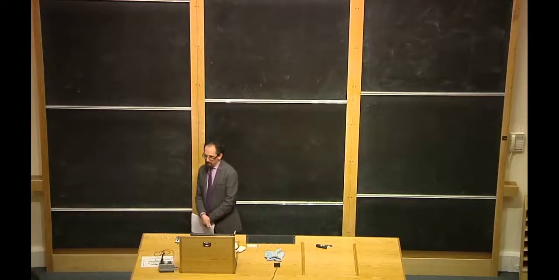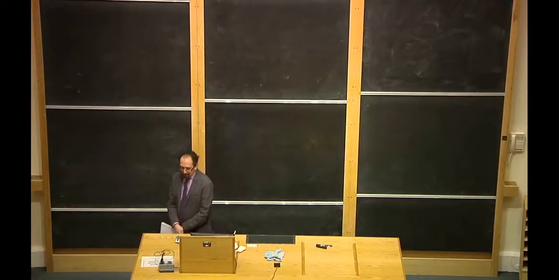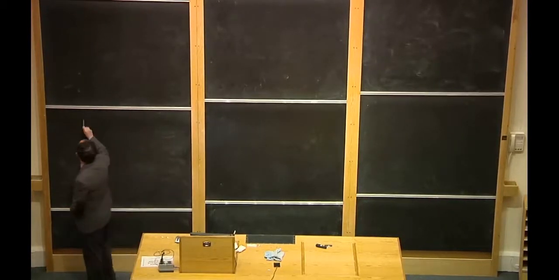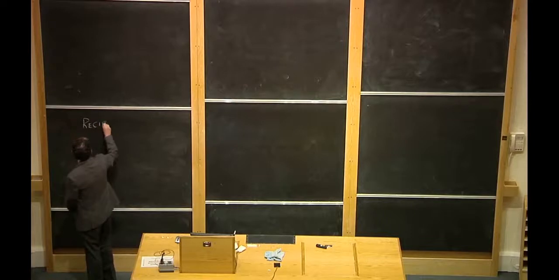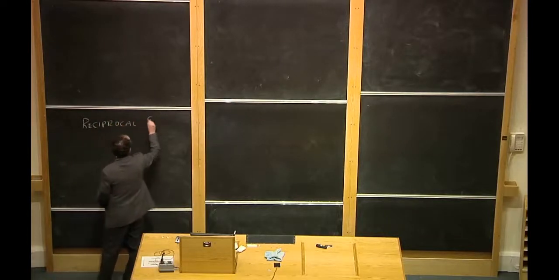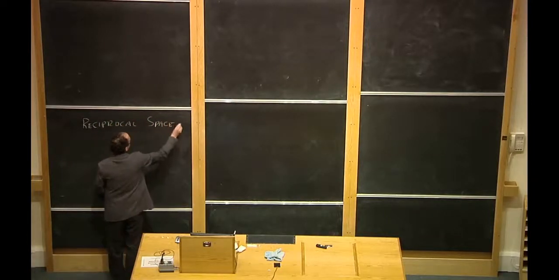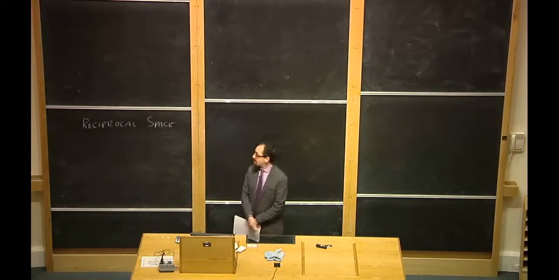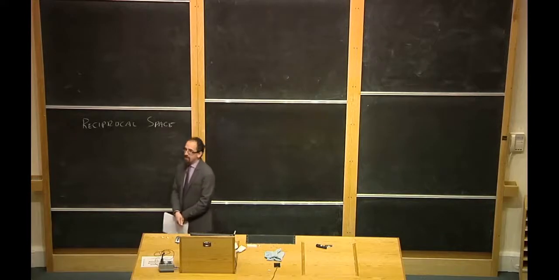Welcome back. This is the 11th lecture of the condensed matter course. Where we left off last time, we were studying reciprocal space, and we came to this understanding that the reciprocal lattice is somehow the Fourier transform of the direct lattice.